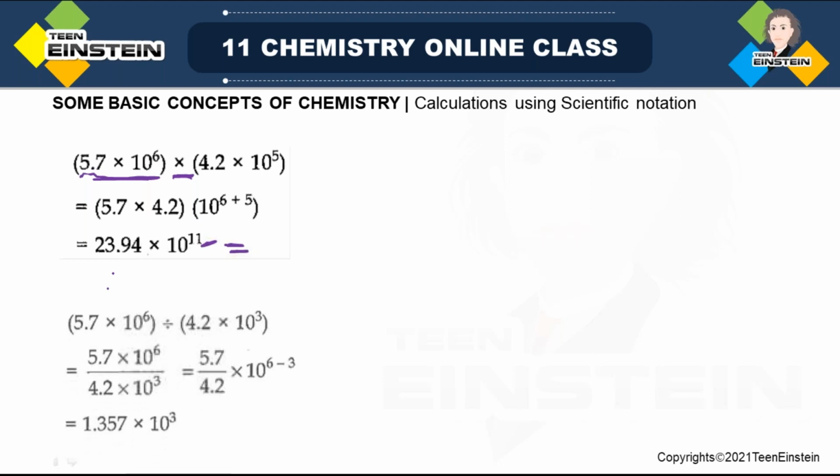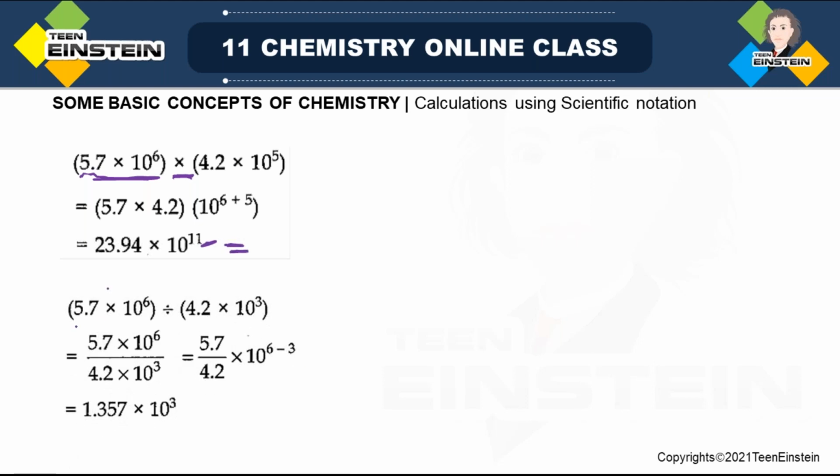So this is multiplication. Next you can see it is division. So this entity is now divided by another entity. Now when it is division, the power of 10 you have to subtract. So 10 to the power 6 is in the numerator, and 10 to the power 3 is in the denominator, so it is 6 minus 3. Suppose if you have 10 to the power 3 in the upper term, that is the numerator, and 10 to the power 6 here, then it will be 3 minus 6. But in this case, it is 6 minus 3. And the final result is already in scientific notation.